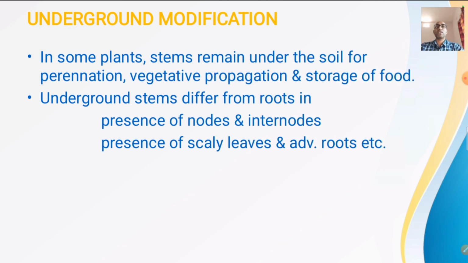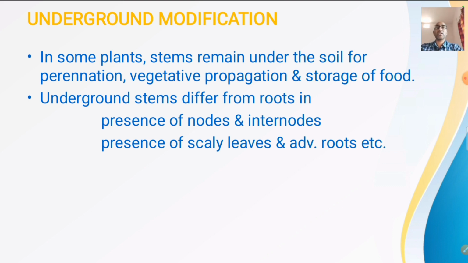Okay. First come to what is underground modification. In some plants, stems remain under the soil for perennation, vegetative propagation and storage of food. Got it? So underground stem, how can you identify the underground stems from roots? Because roots are found under the ground, and also here the stems are found under the ground. That is the reason why we call it underground stem. So how can you differentiate between these two?